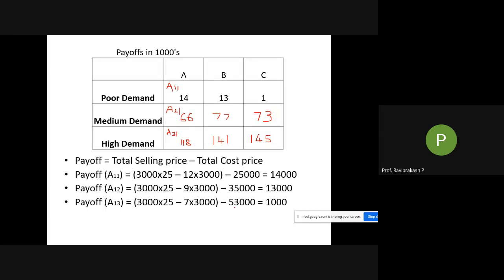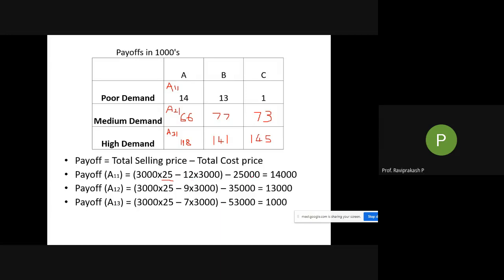So I've given you how we got this A11, A12 and A13. So you need to change these values. This 25 remains the same for all, but when you go to medium demand, this 3000 will become 7000. Okay, and when you go to B, the variable cost will change and the fixed cost will change.